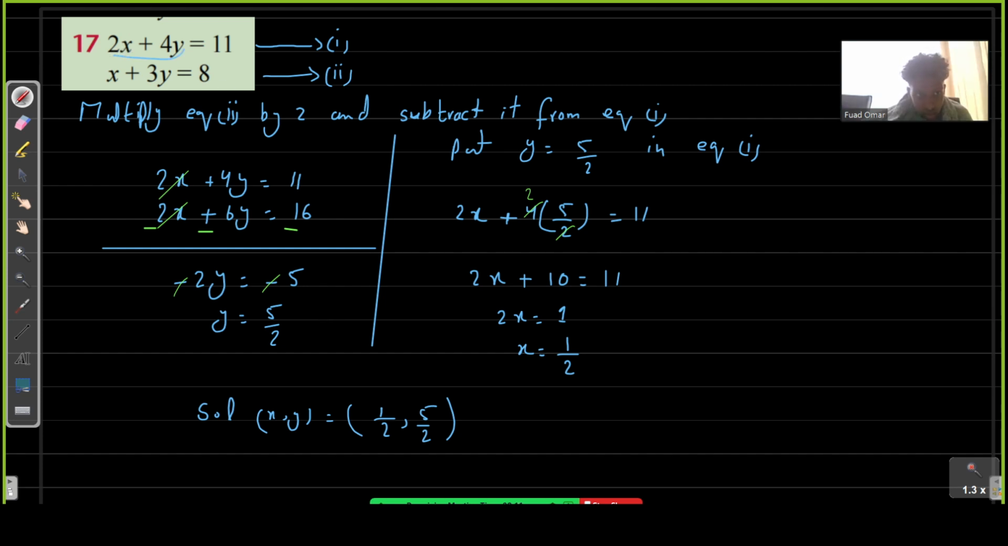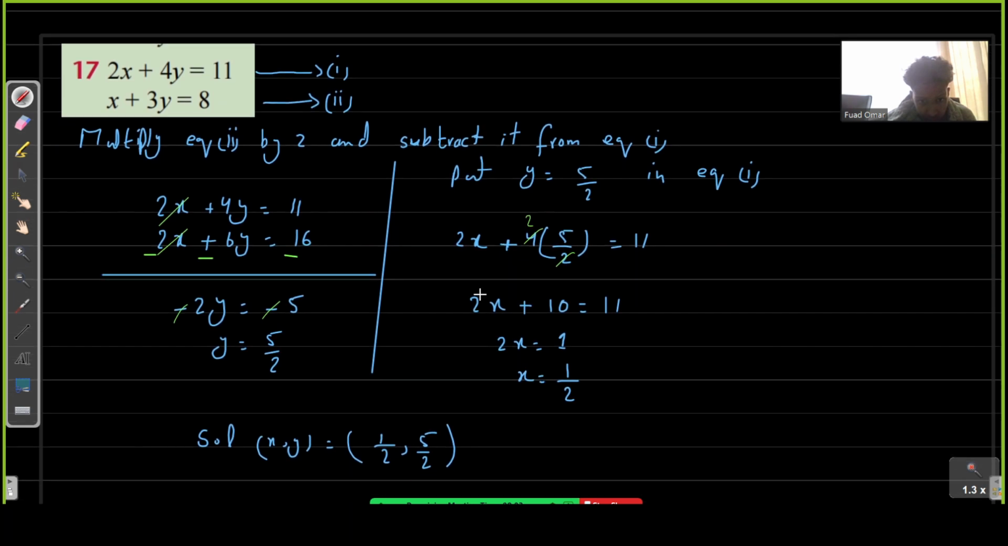For making the graph, first we need to convert these equations into explicit functions. From 1, 2x plus 4y is equal to 11. I can take this 2x to the right side of the equation, so 4y is equal to 11 minus 2x. So y is equal to 11 by 4 minus 2 by 4 x, and 2 by 4 will become 1 over 2. So I'm going to write 1 by 2 directly. That's the first equation.